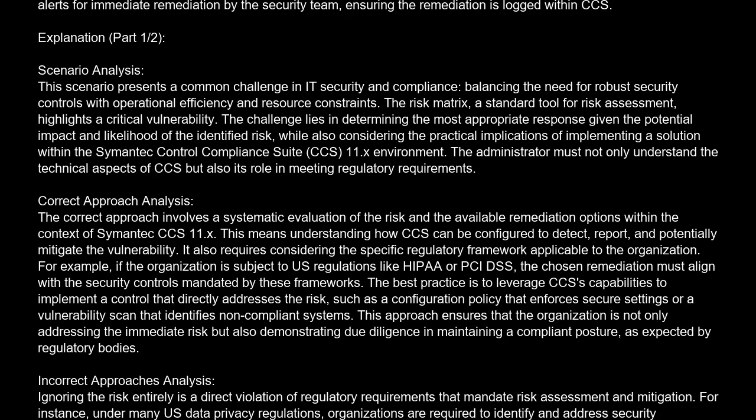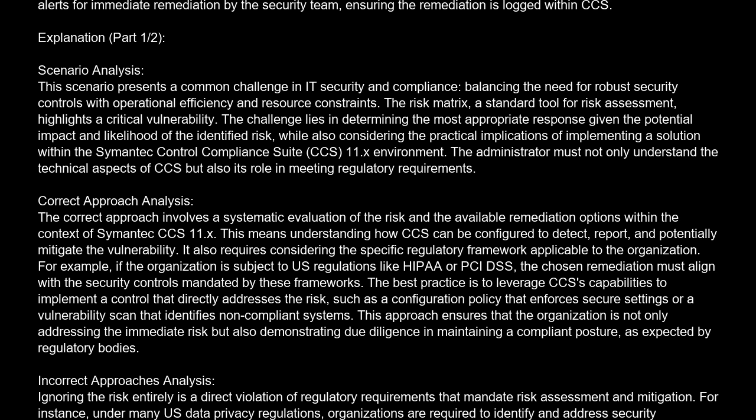The best practice is to leverage CCS's capabilities to implement a control that directly addresses the risk, such as a configuration policy that enforces secure settings or a vulnerability scan that identifies non-compliant systems. This approach ensures that the organization is not only addressing the immediate risk, but also demonstrating due diligence in maintaining a compliant posture, as expected by regulatory bodies.